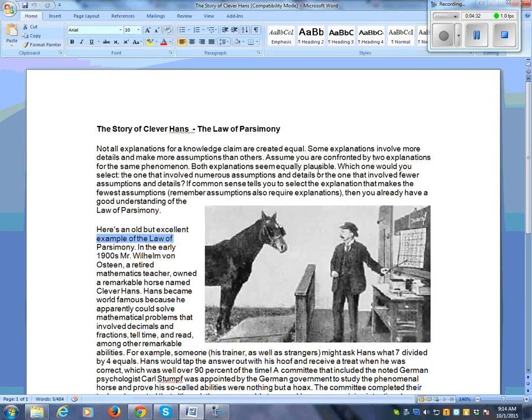Applying the law of parsimony, Funk chose the latter explanation and persisted in his investigations. He finally determined that almost everyone who asked questions of Hans made a minute upward movement of their head when the correct answer was reached. So he would ask the horse a question, and just as you got to the answer, the person's head would go like this, and the horse read the person's body language, knew when to stop, and got a sugar cube or his apple or whatever they were giving the horse.